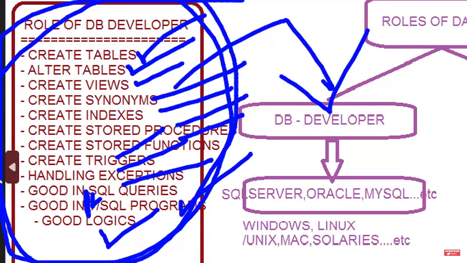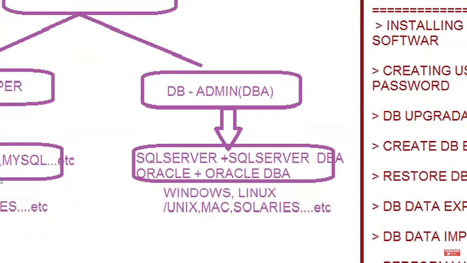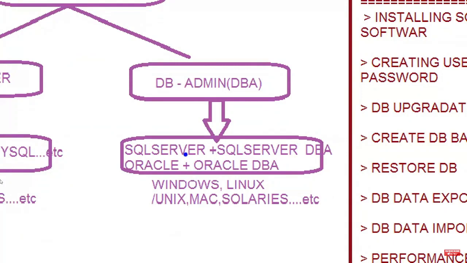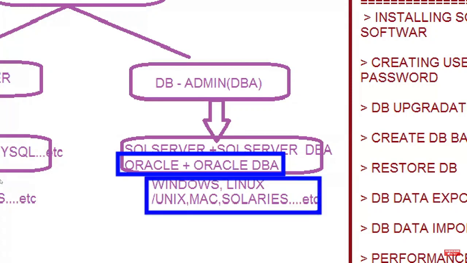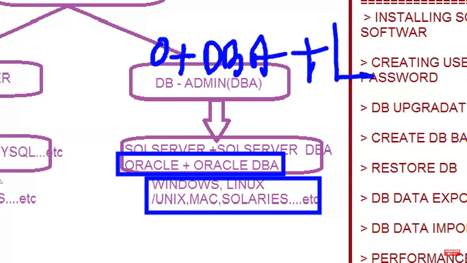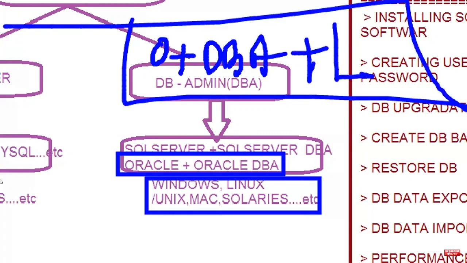Now, if you want to go to the admin side, as I already said, after this course you need to learn the Oracle DBA course also, because this course is not enough for DBA people. Along with this you need operating system knowledge. So if you want to go for the admin side, it is Oracle DBA plus Linux. You have to try this three-way combination on the DBA side. That is good for you.